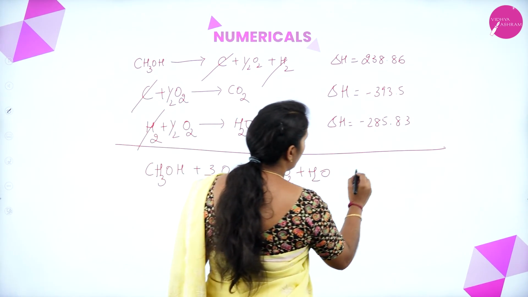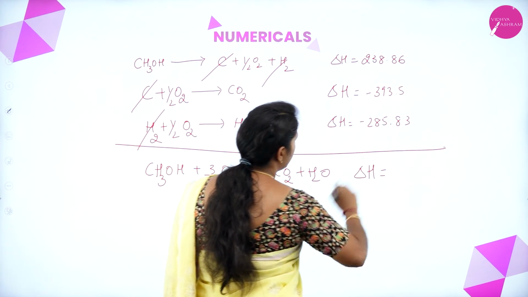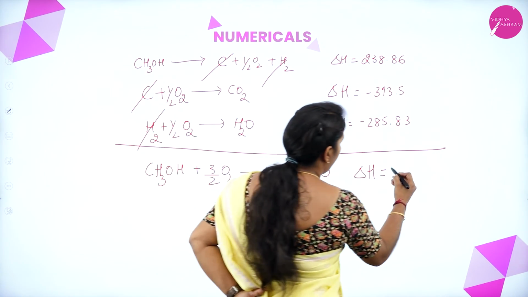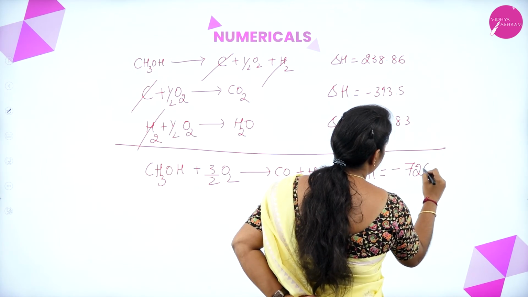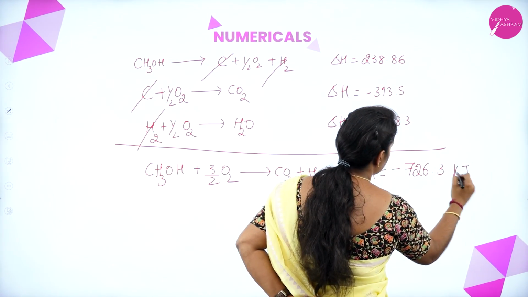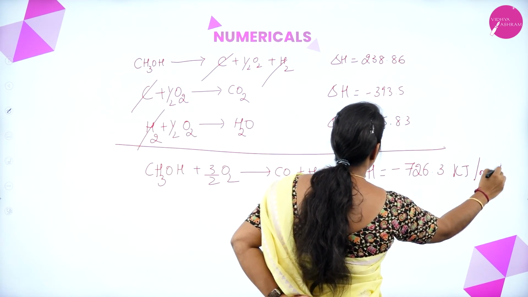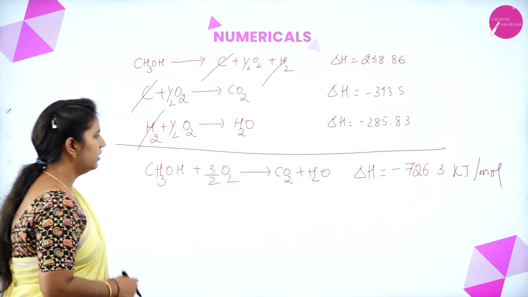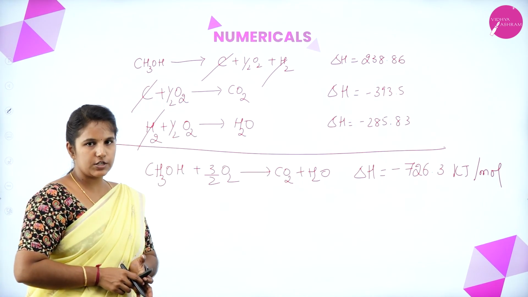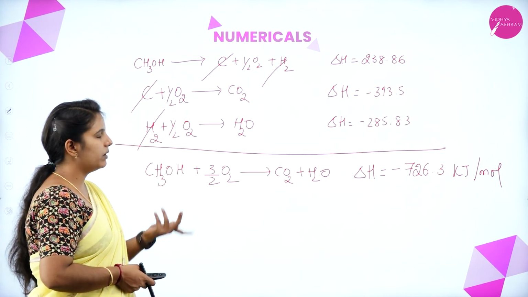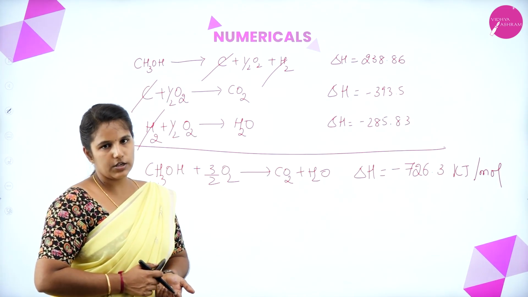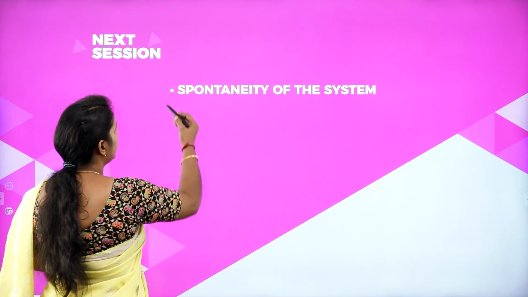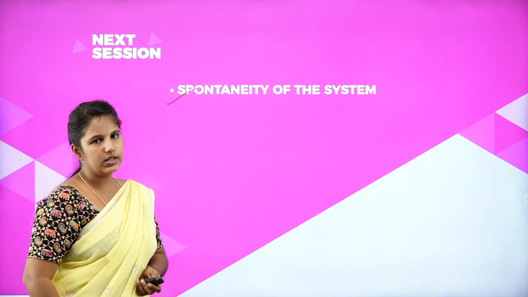Now if you sum up all these change in enthalpy values, we get minus 726.3 kilojoules per mole. This is how the change in enthalpy of the reaction can be easily obtained by summing up the following reactions. So in our next class, we are going to deal with the spontaneity of the system.